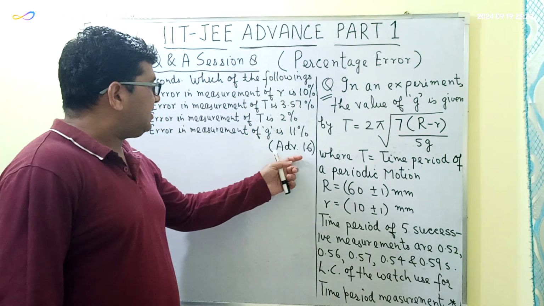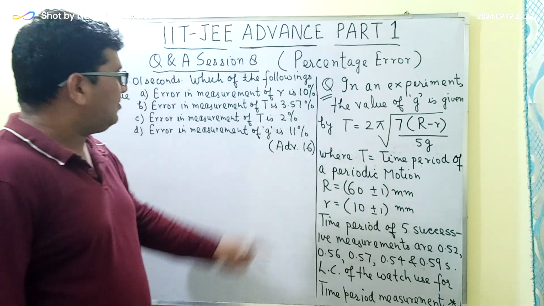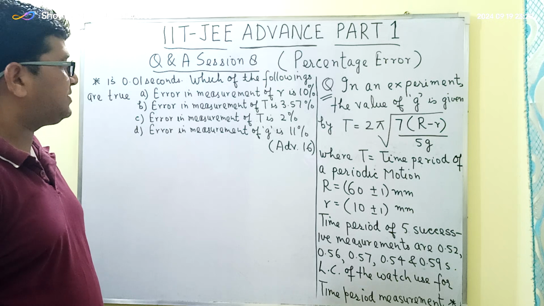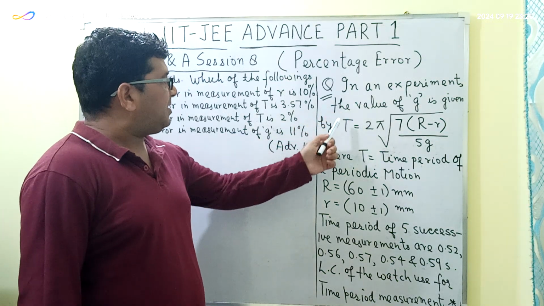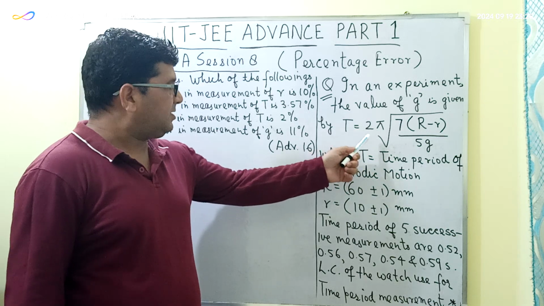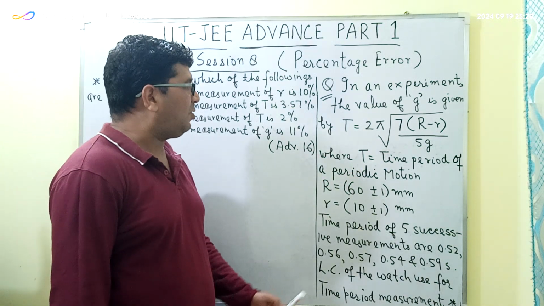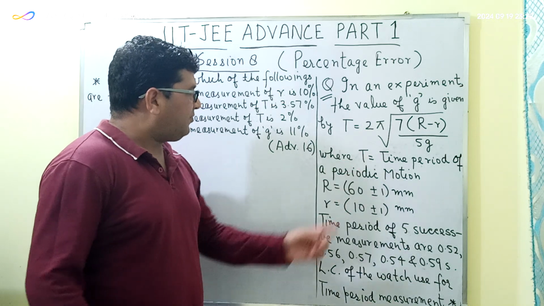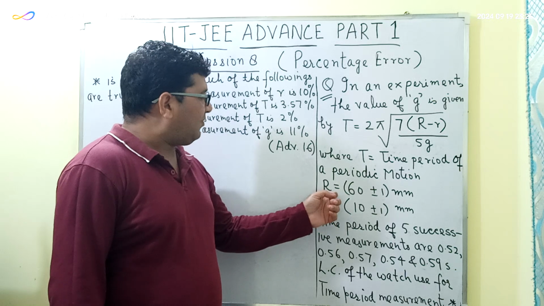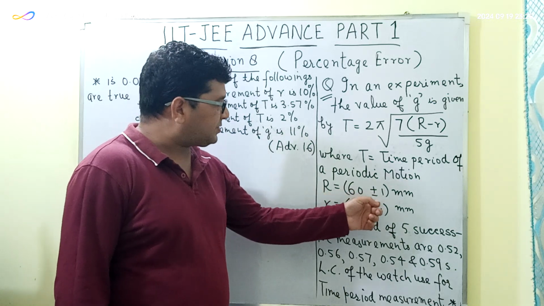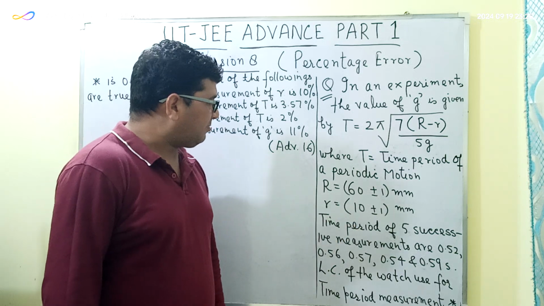And this is the question which was asked in the JEE Advanced paper in the year 2016. Now, the question is, in an experiment, the value of G is given by the equation T equals 2 pi under root 7 times (capital R minus small r) divided by 5G, where T is the time period of a periodic motion. Here the value of R is equal to 60 plus minus 1 millimeter, and the value of small r is equal to 10 plus minus 1 millimeter.